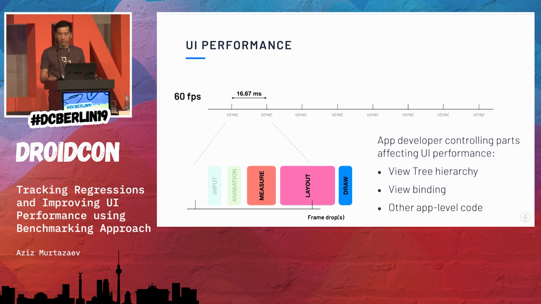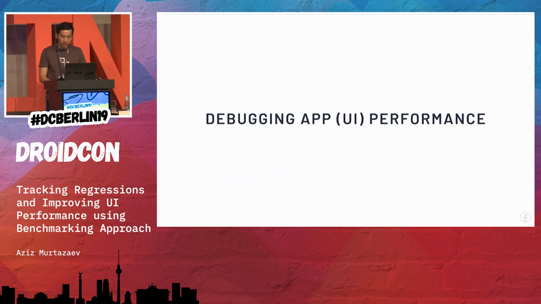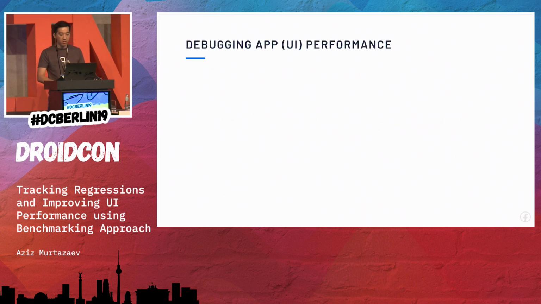Okay, so you found a problem, and how do you debug these kinds of problems? Let's look at the ways to debug these kinds of issues. One of the options is available in developer options. It's called GPU overdraw. It identifies extra drawn areas like this.